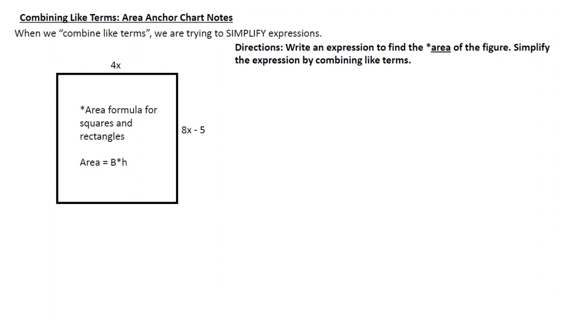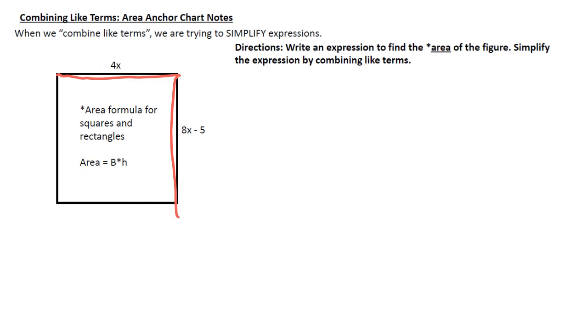So again, the directions tell me that I need to write an expression to find the area of the figure. And then once I've written that expression, I'm going to simplify it by combining like terms and so forth. So let's start with step 1. So step 1 in our anchor chart notes says that we need to write an expression to find the area using the side lengths. Well, I know this is a rectangle, so my side lengths here are going to be 4x and 8x minus 5.